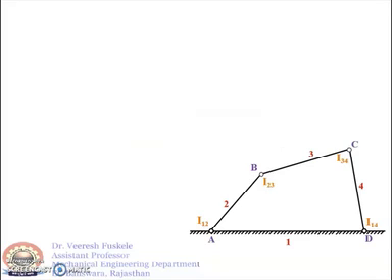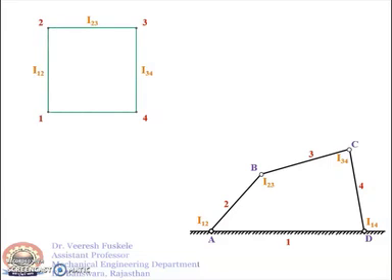Now, with the application of Kennedy's theorem, we'll first plot all 4 points 1, 2, 3, 4 for the 4 links. Point 1, point 2, point 3, point 4 we have plotted, and we'll join the sides of the polygon to get the instantaneous centers that we have already obtained by inspection. Now to obtain the instantaneous center I13, we'll join the diagonal 1-3. This will divide the polygon into two triangles, 1-4-3 and 1-2-3.